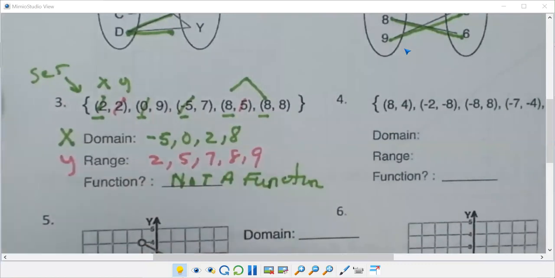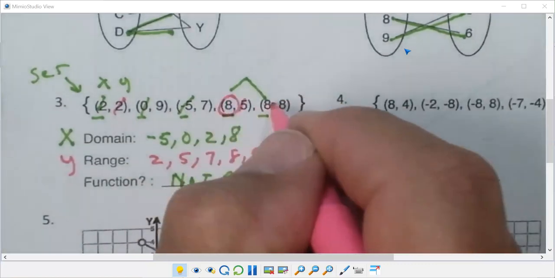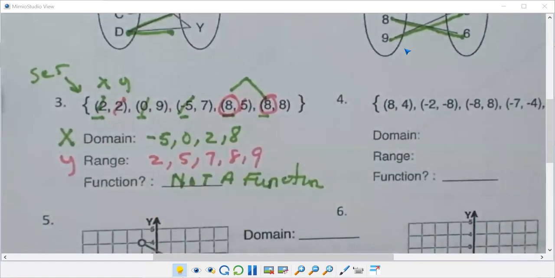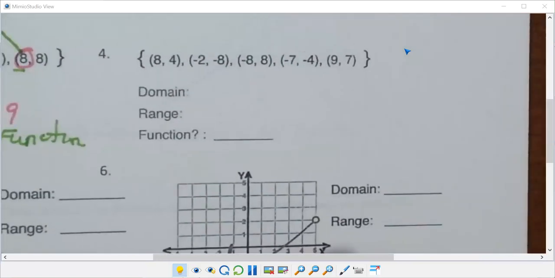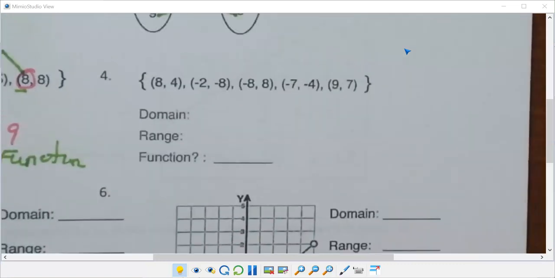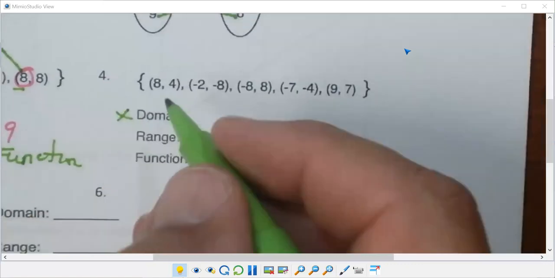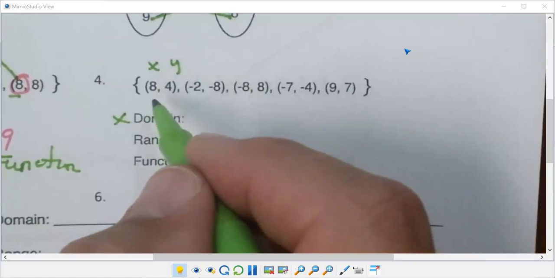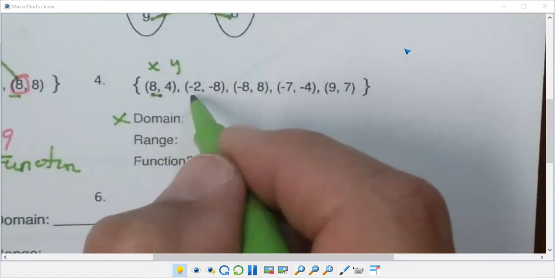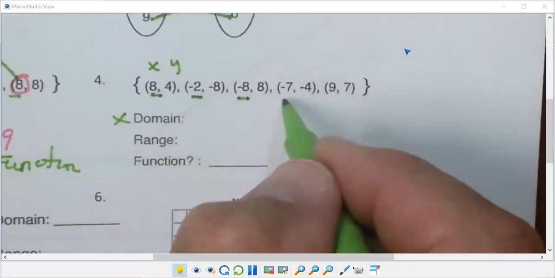And this one's not a function because the x values repeat right there. All right, so number 4. Number 4, we're going to do the same thing. We're going to list the domain and range. The domain means the x values. And don't forget, this first one's your x, the second one's your y. So I'm going to underline my x's so that way I can see them better.